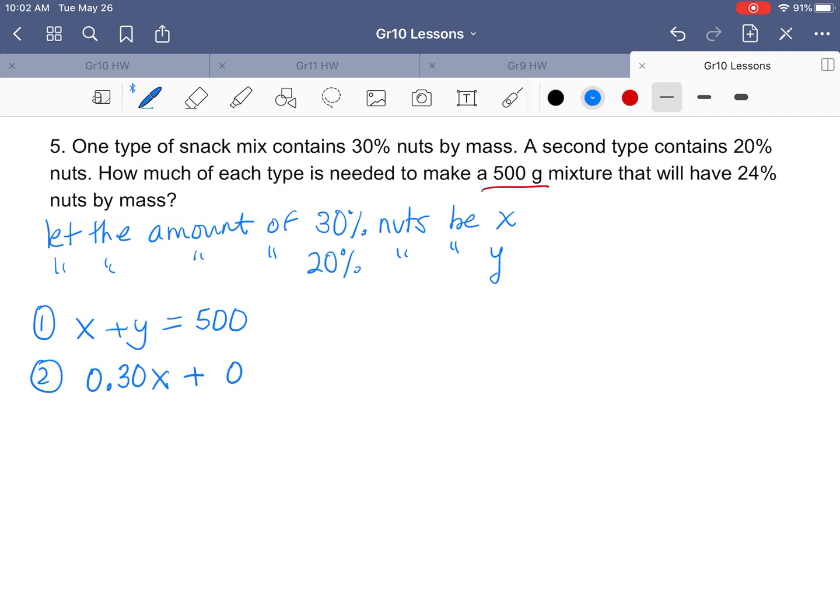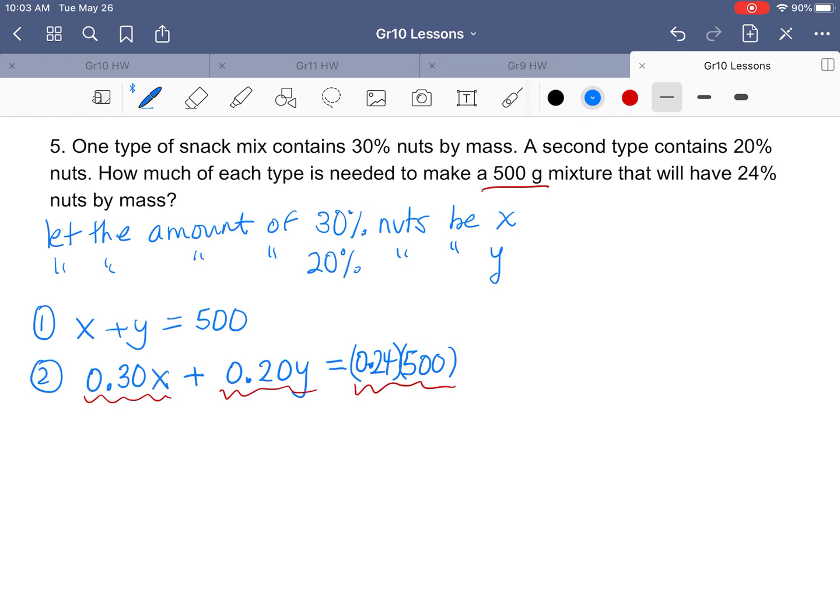And then we're going to add some amount of the snack mix that is 20% nuts. And altogether, we are going to get 500 grams of the snack mixture that is 24% nuts. Okay, so let's go over this last one again. We have an amount of the 30% nut mixture plus an amount of the 20% nut mixture. That is going to give us 500 grams of the 24% nut mixture.